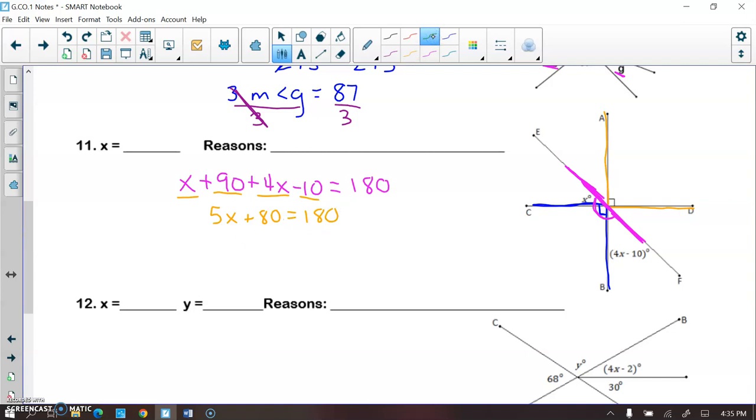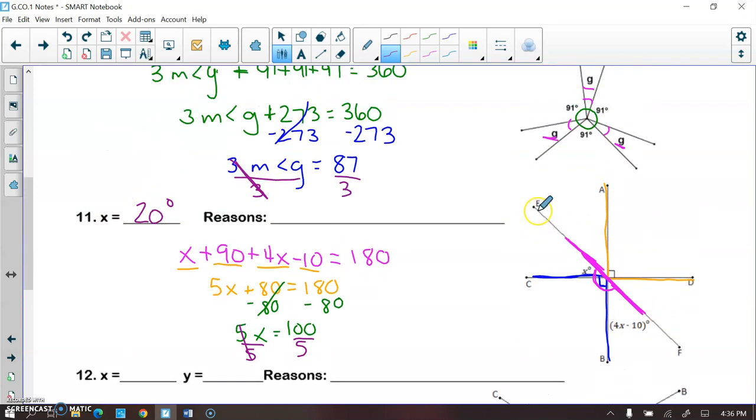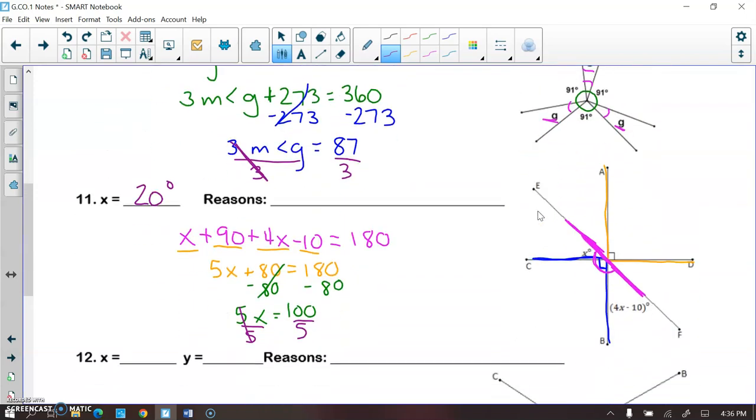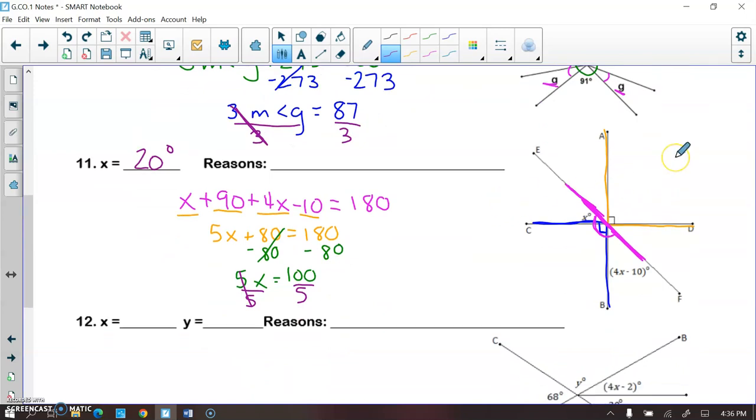And that equals 180. Subtracting 80 from both sides, I get 5x is equal to 100. And then dividing by 5 on both sides, x comes out to be 20. Now x is here degrees, so we can put degrees if we want, but sometimes x won't be degrees, so we don't have to include the degrees. Now there's a couple of different reasons.